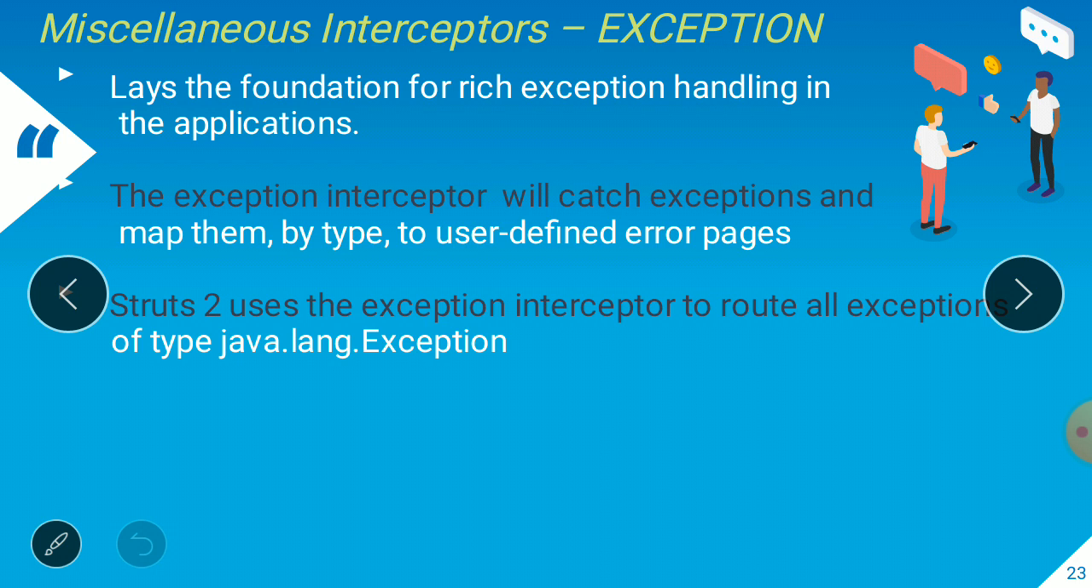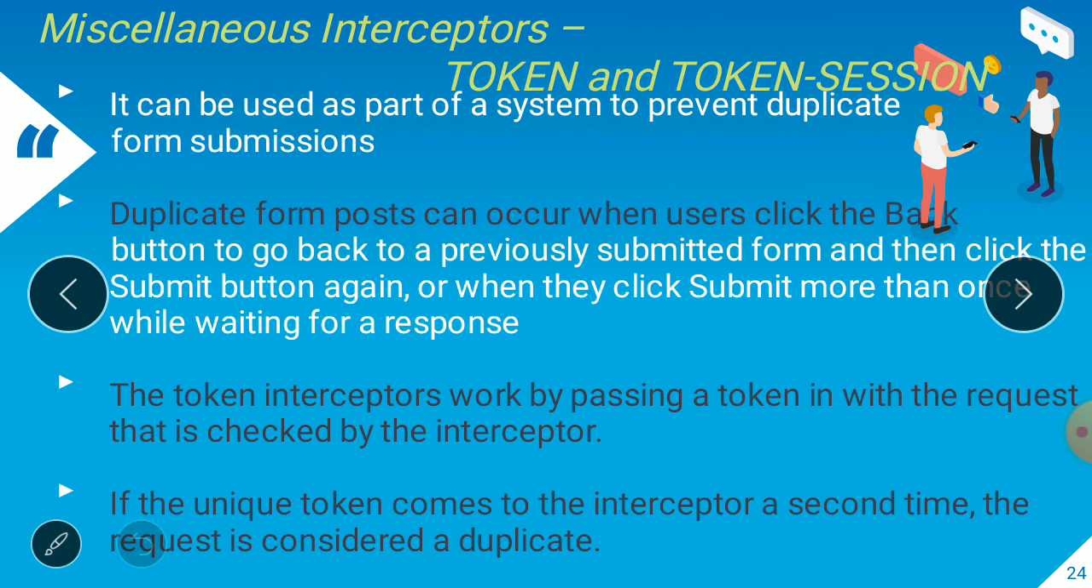So here it will catch the exception and it maps. அது என்ன type of exception அதை match பண்ணும், by type it matches, and then it also calls the user defined error pages. It also gives user defined error pages based on the exception raised. Okay, so Struts uses the exception interceptor to route all exceptions by type java.lang.Exception. Already we have seen in Java that this is the base class for all the exceptions. So எல்லா exceptions root பண்றதுக்காக இந்த base class ஒரு single class வச்சு, எல்லா exceptions they are routing it to the corresponding error pages.